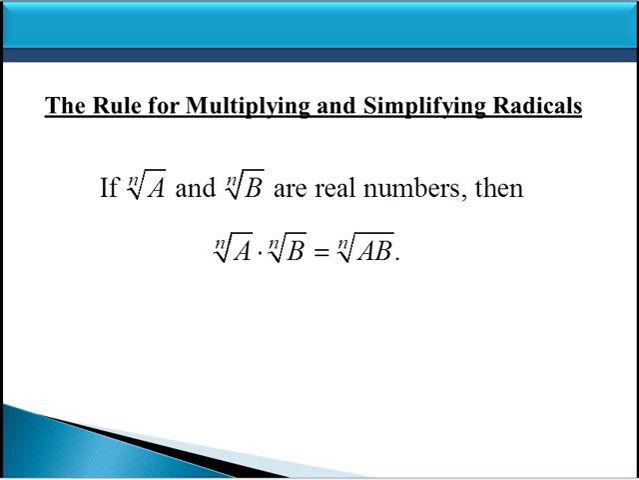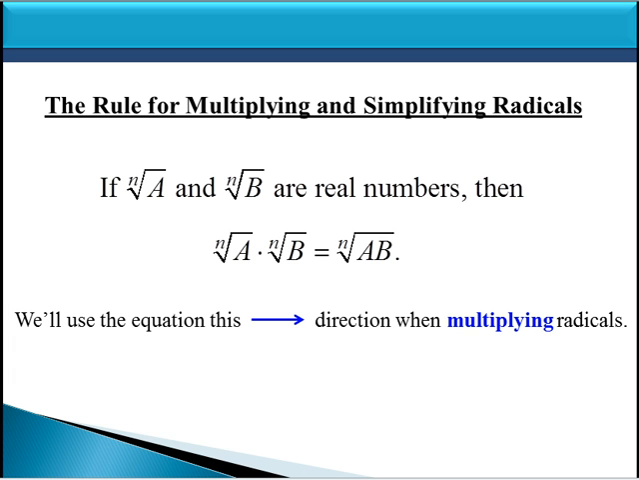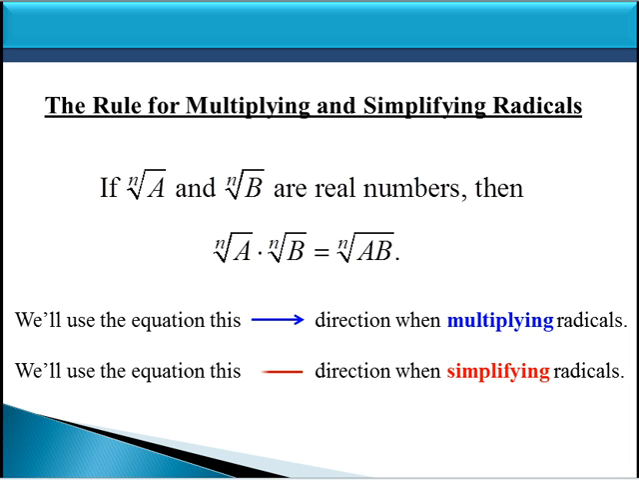And when we combine them, we end up with a single radical with the same nth root, and the product of the two radicands that you are multiplying together will go under that new radical. So we will use this equation from left to right when we're multiplying radicals. However, most of the time we're going to be using this rule to simplify radicals, and we'll actually be using this equation the opposite direction, where we'll have a single radical, and what we want to do is split it apart into two separate radicals so that we can simplify.